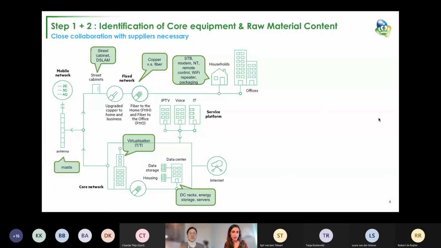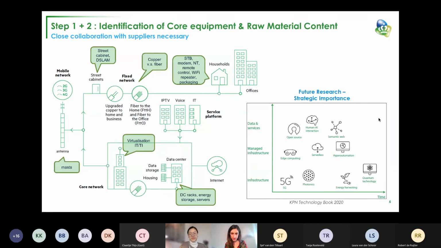Now, going into more depth, the first and second step, so identification of core equipment and raw material content. For example, you can see a picture of a simplified version of our network. There's, for example, the mobile network with antenna masts. Then there's the fixed network, which is also connected to household service platforms, core network, and, for example, also the internet connected. And from that, we identified the core equipment, like, for example, modems or routers.